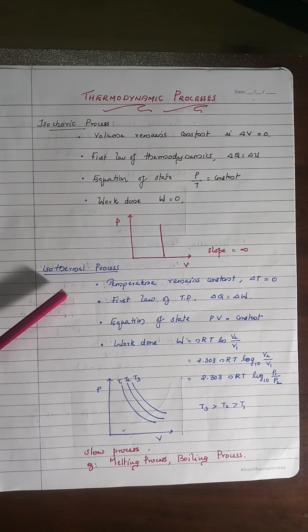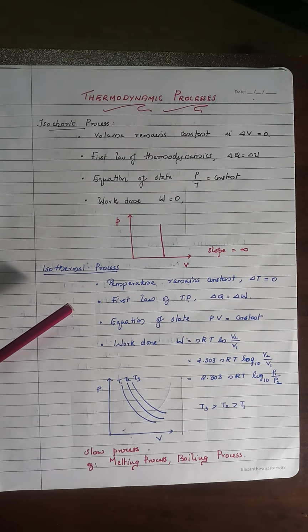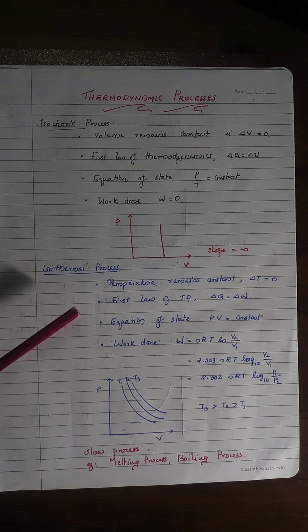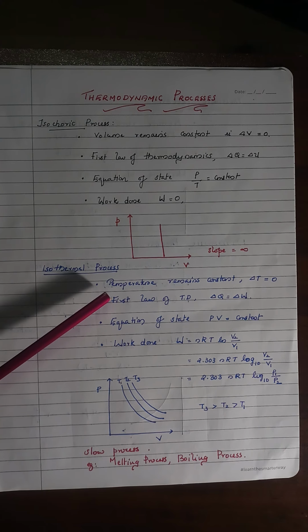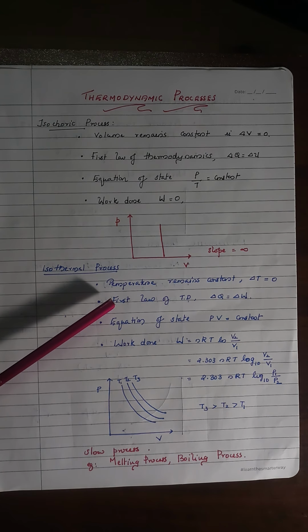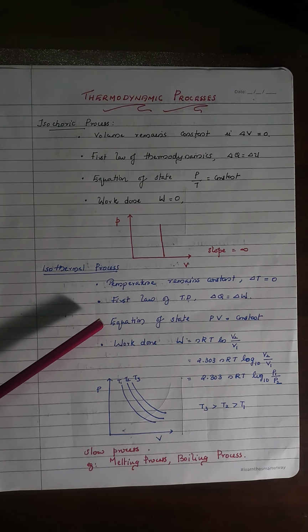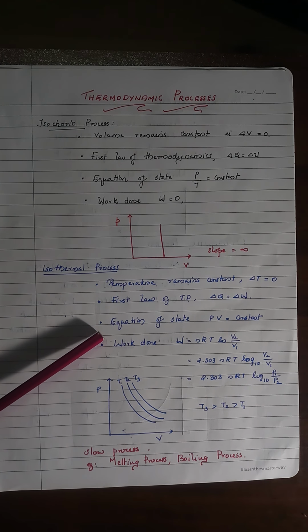Look, the isothermal process. The temperature remains constant, so delta T is equal to 0. The change in temperature becomes 0. So there is no change in internal energy for ideal gases, and hence for the first law of thermodynamics we can write delta Q is equal to delta W. For the equation of state, the temperature is constant, so PV is a constant.